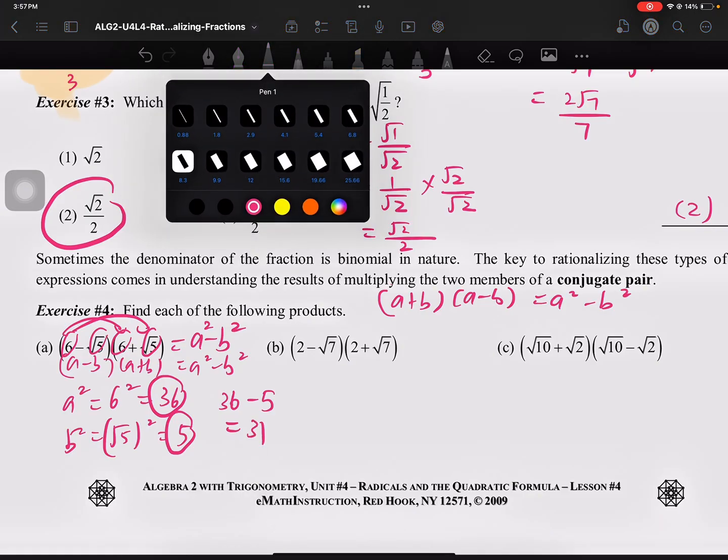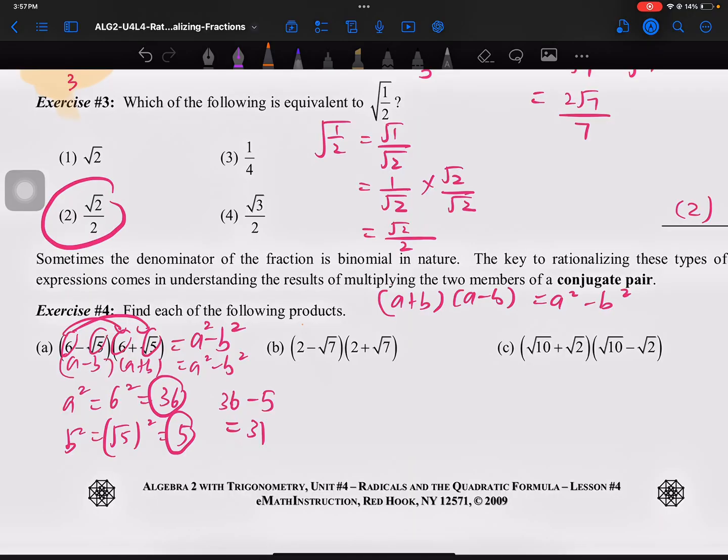Again, this is A minus B, A plus B. So we find A square, which is 2 square, which is 4. B square is 7 square, which is 7. So 4 minus 7 is minus 3. So again the radical disappears and we get negative 3. This is exactly why conjugates are so useful.